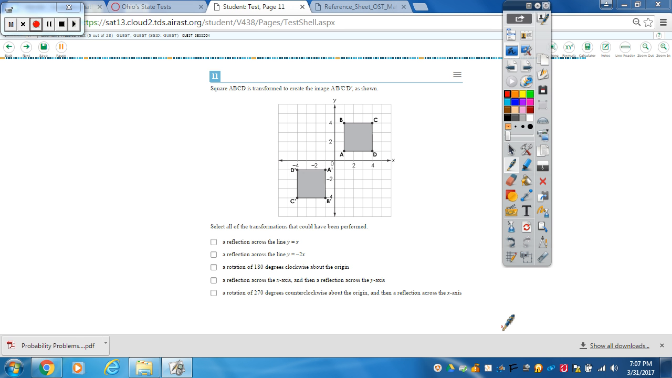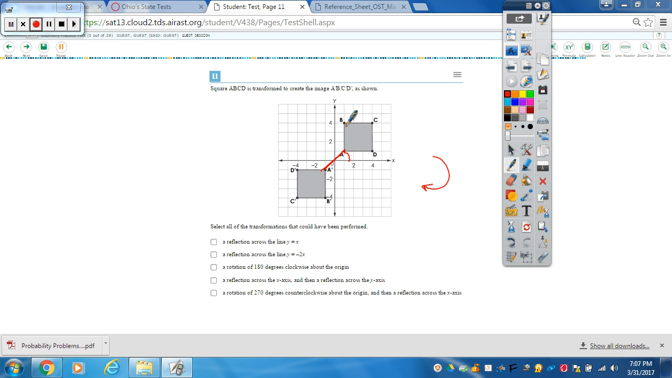A rotation of 180 degrees clockwise about the origin. So if I rotate this 180 degrees clockwise, now again, clockwise goes this direction, about the origin, where's everything going to end up? Well, 180 degrees clockwise. Now notice, here's a straight line. That's 180 degrees, moving it clockwise. A would end up there.